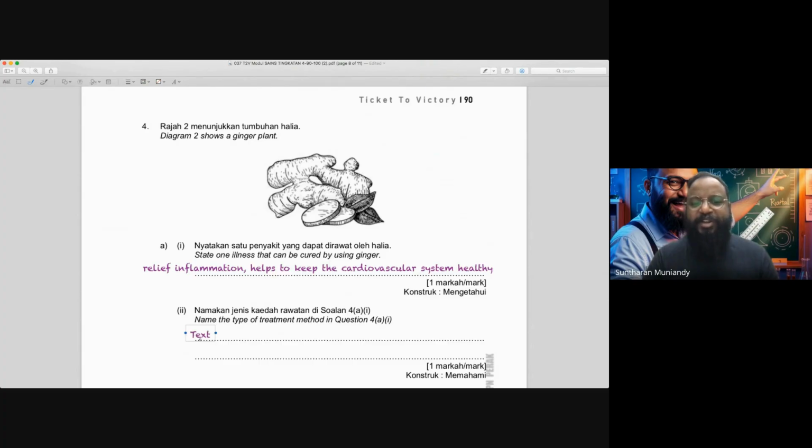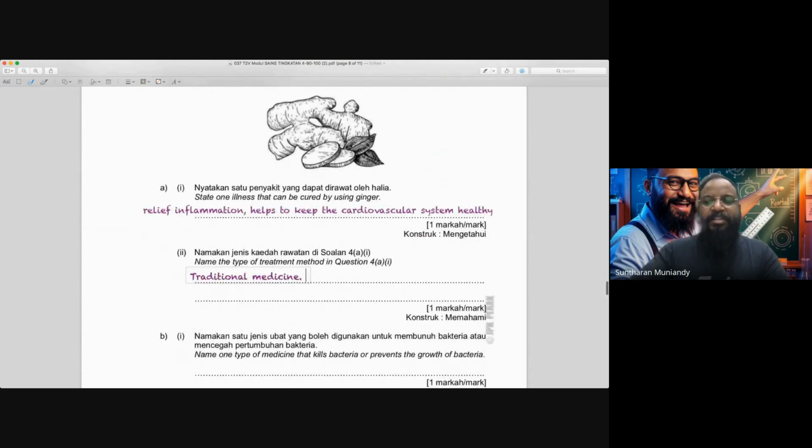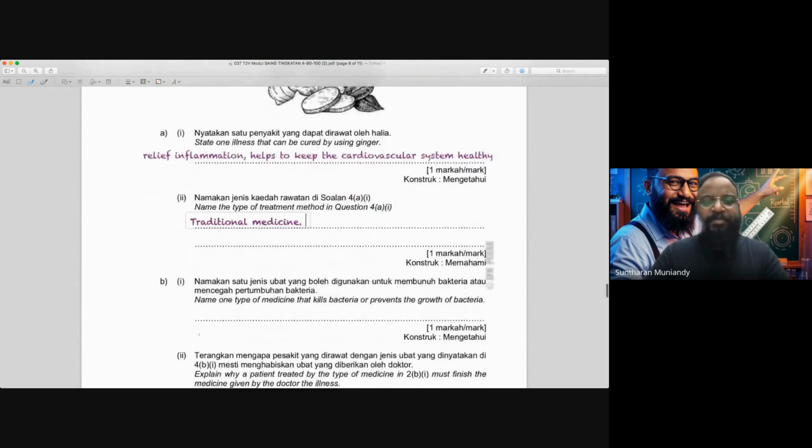Name the type of treatment method in question 4A1. That is traditional method. Traditional medicine. This is a traditional medicine.